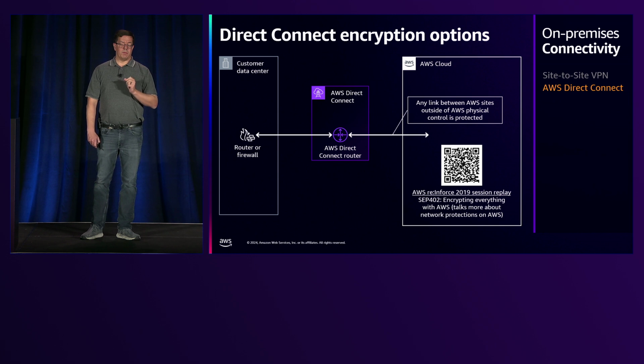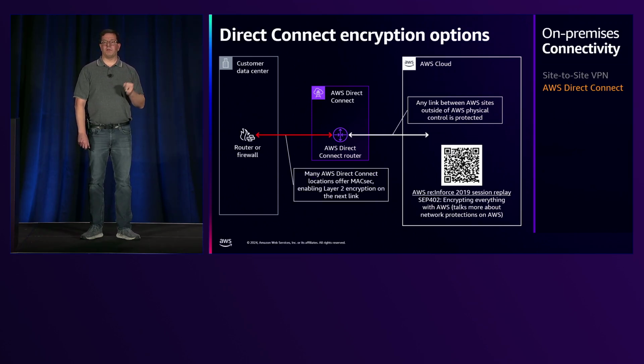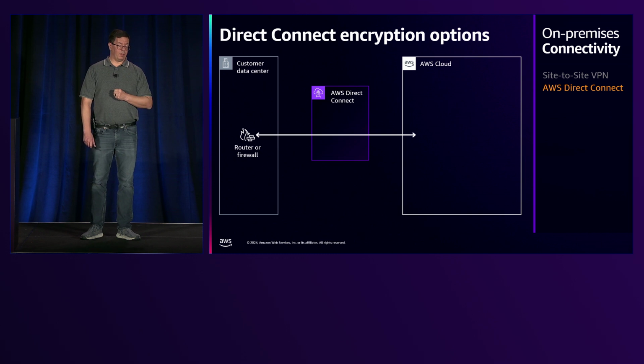Encryption always comes up. Keep a note, AWS does protect all the traffic going between our facilities, so you don't really need to worry about that too much. And if you're worried about it on your Direct Connect side, a lot of our sites support MACsec, which is a layer 2 encryption on Direct Connect. If that's something that's beneficial, there's your option for it.